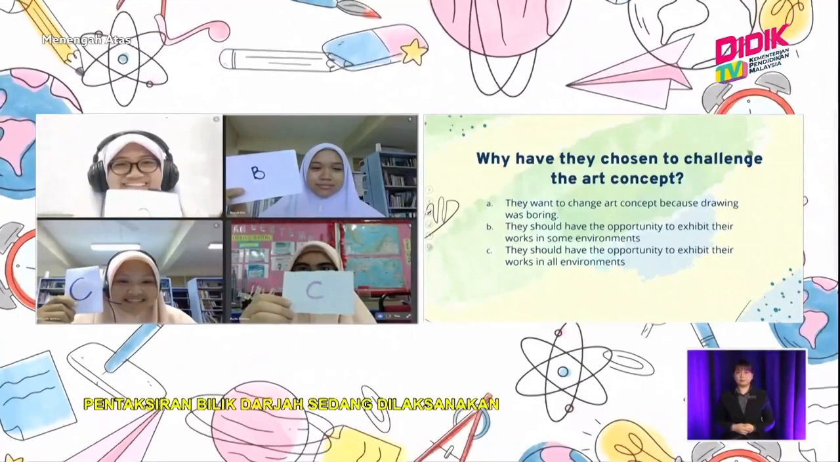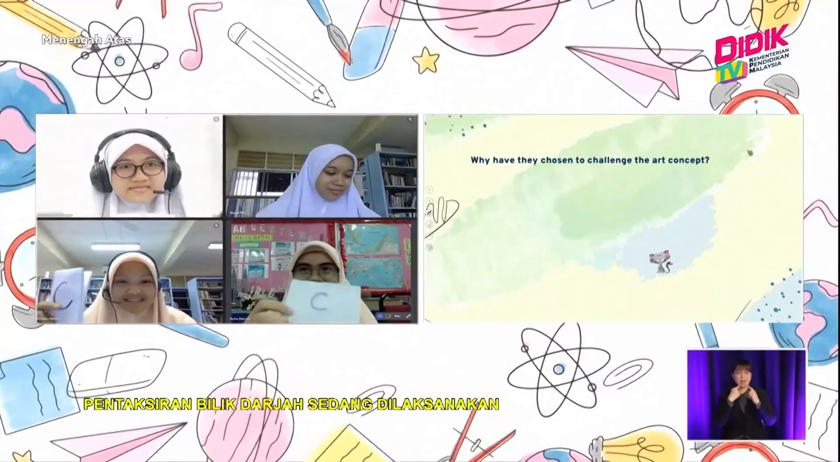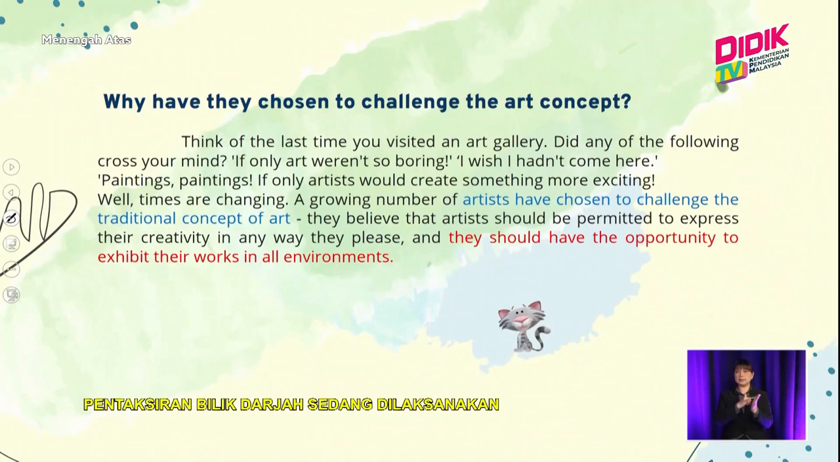Okay, let's take a look. Again, when we want to answer this kind of question, you have to look carefully at the details. So just now, look at the keywords, chosen to challenge the art concept. We try to find the same or similar words. Sometimes the question changes some words. Maybe the word beautiful, they change into similar words like pretty. Sometimes they do not use the word directly. Directly, I see.